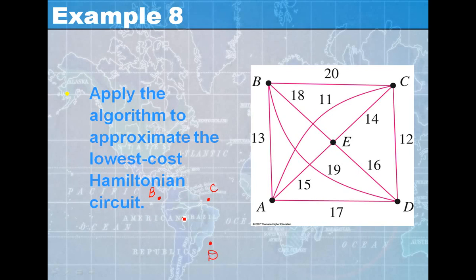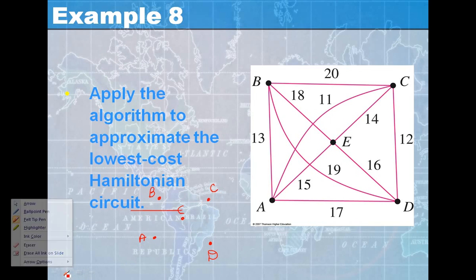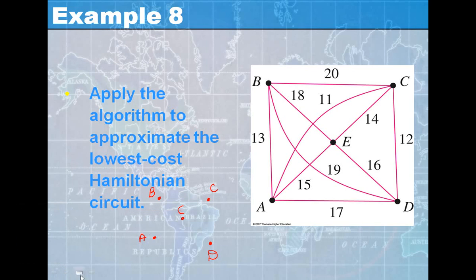So we're going to start with our vertices. And let's say that we start at A. Alright, so if we start at A, we look and we have 13, we have 11, we have 15, and 17. 11 is the smallest, so we go from A to C. Weight of 11.